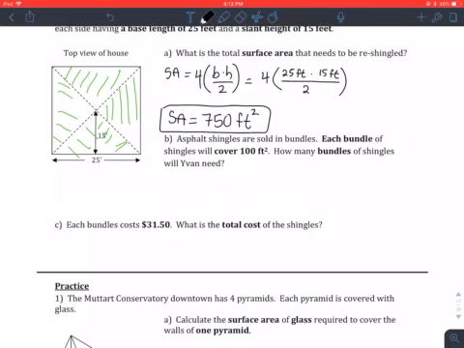Now asphalt shingles are sold in bundles, and each bundle of shingles will cover 100 feet. How many bundles is Ivan going to need? So this is where we're going to have to do a little bit of thinking, and the easiest way to help us out is going to be to use a proportion. Now the question does tell us that one bundle is good for 100 feet square.